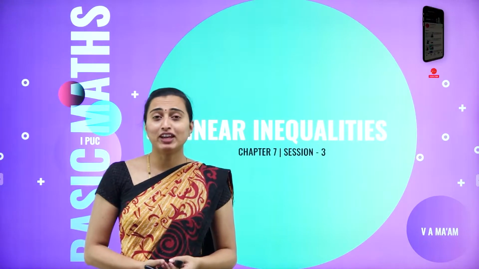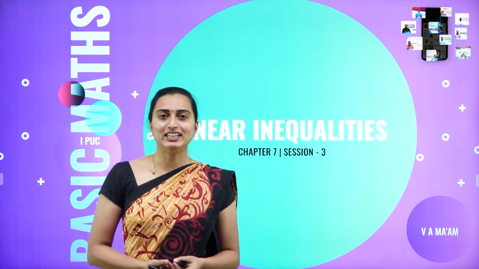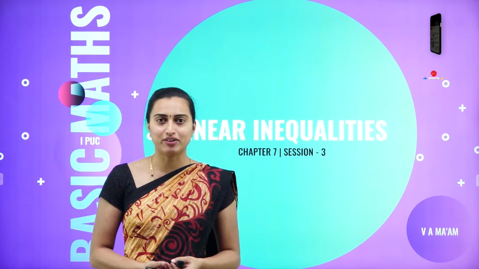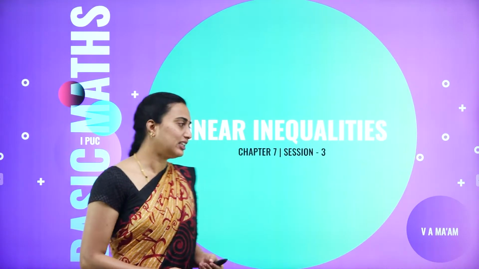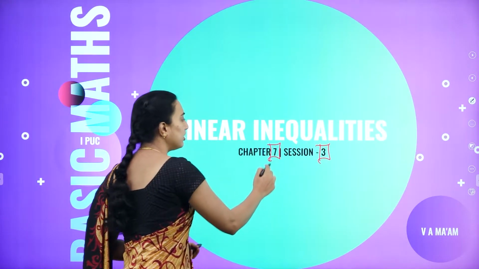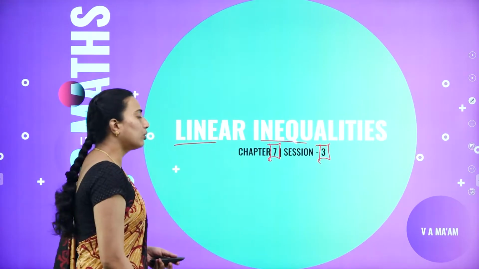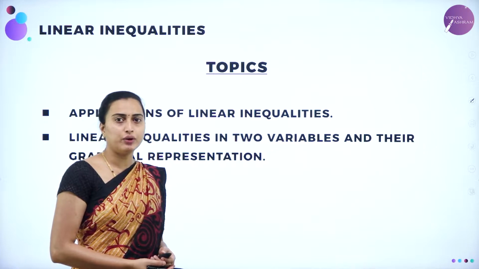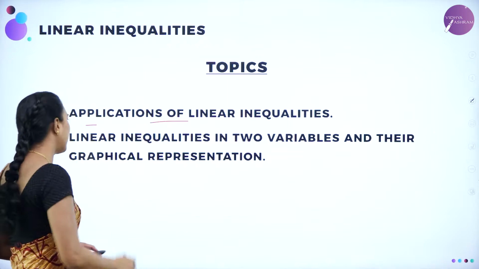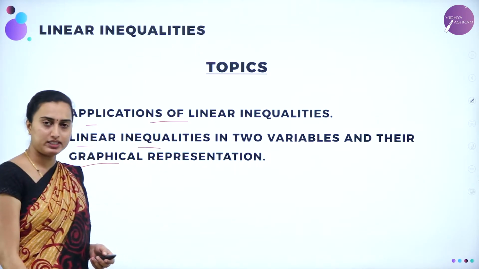So in the last session, we have learnt many problems, all solving for x, isn't it, of linear inequations. 3 marker and also a 2 marker. And in this session, that is session number 3, and you know already chapter number 7, it is in your NCERT called linear inequalities. Now, the topics we are going to study under this session are nothing but applications of linear inequalities, and then linear inequalities in 2 variables and their graphical representation.